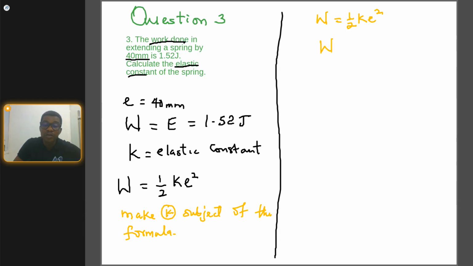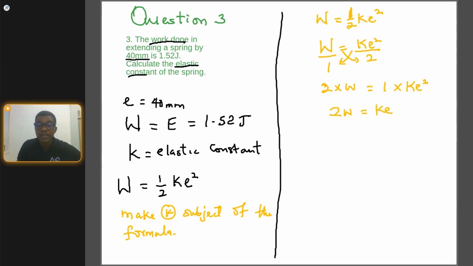That is going to give us W, over 1, equals K E squared, then everything over 2. If your W is expressed as over 1, by simple cross multiplication, you are going to have 2 times W equals 1 times K E squared. And when you simplify this, 2 times W is 2W equals K E squared.